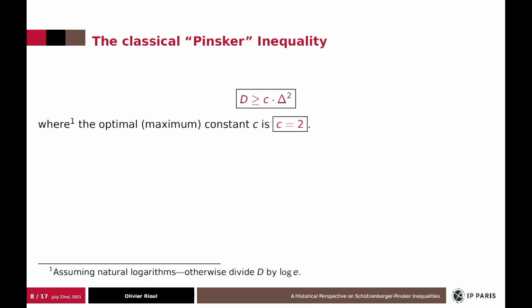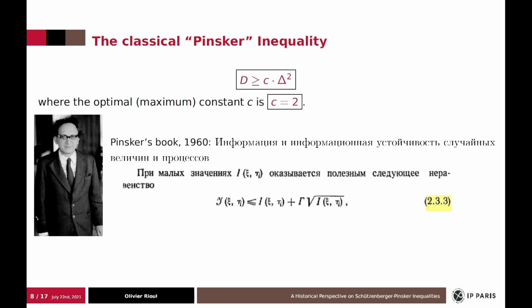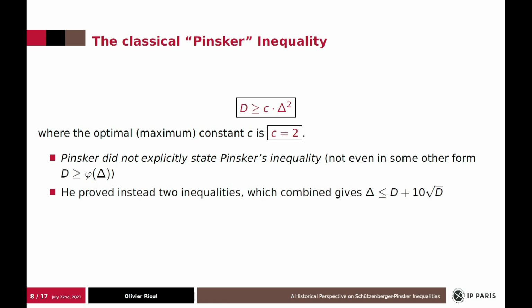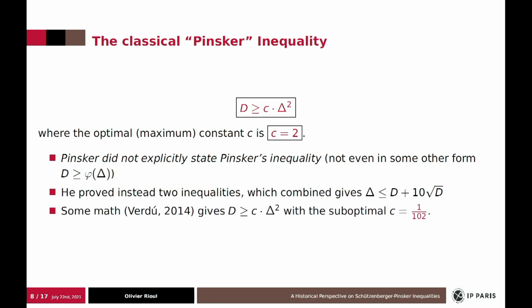So the classical Pinsker inequality takes this form, D not less than c times the square of delta, with some constant c, the best constant being c equals 2, that we know already. And this comes from Pinsker's inequality. But in Pinsker's book, as you can see in Russian, it took this special form. As a matter of fact, I found that Pinsker did not explicitly state Pinsker's inequality, not even in the general form. Instead, he proved two different inequalities, with very involved proofs, which combined give this inequality. And now, doing some maths, it can be shown that it indeed gives the classical Pinsker inequality, but with a very suboptimal constant instead of the optimal 2.